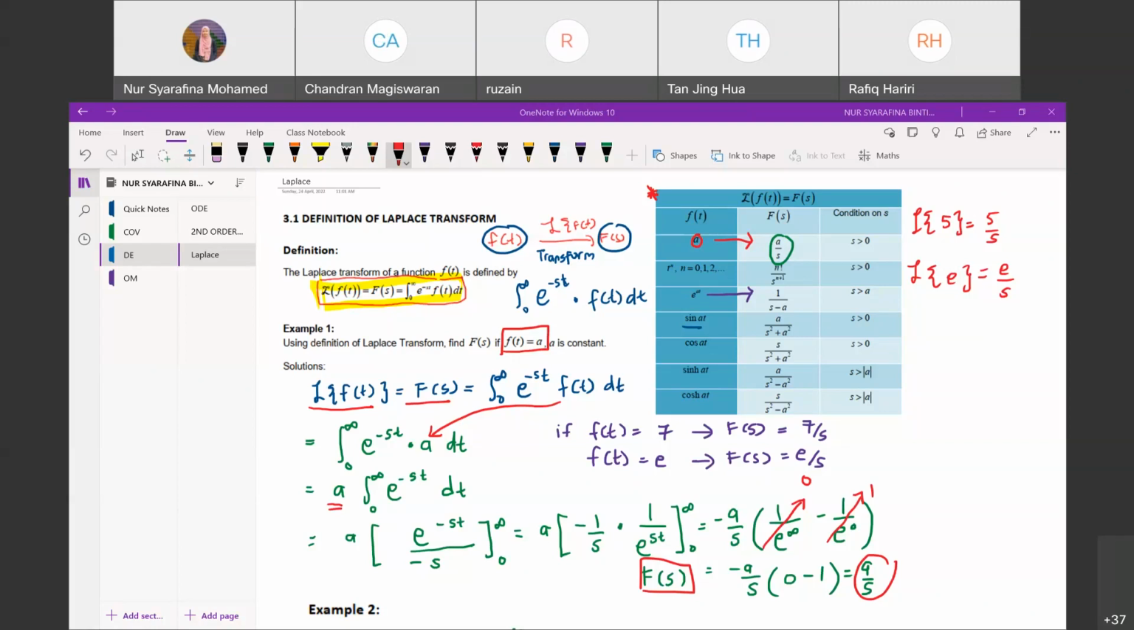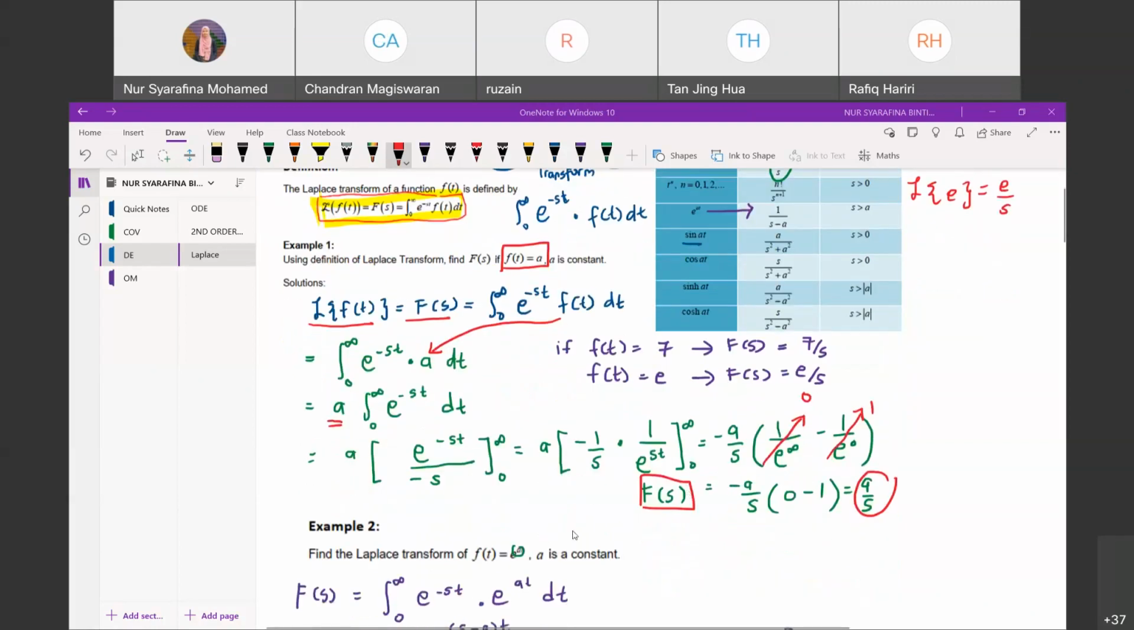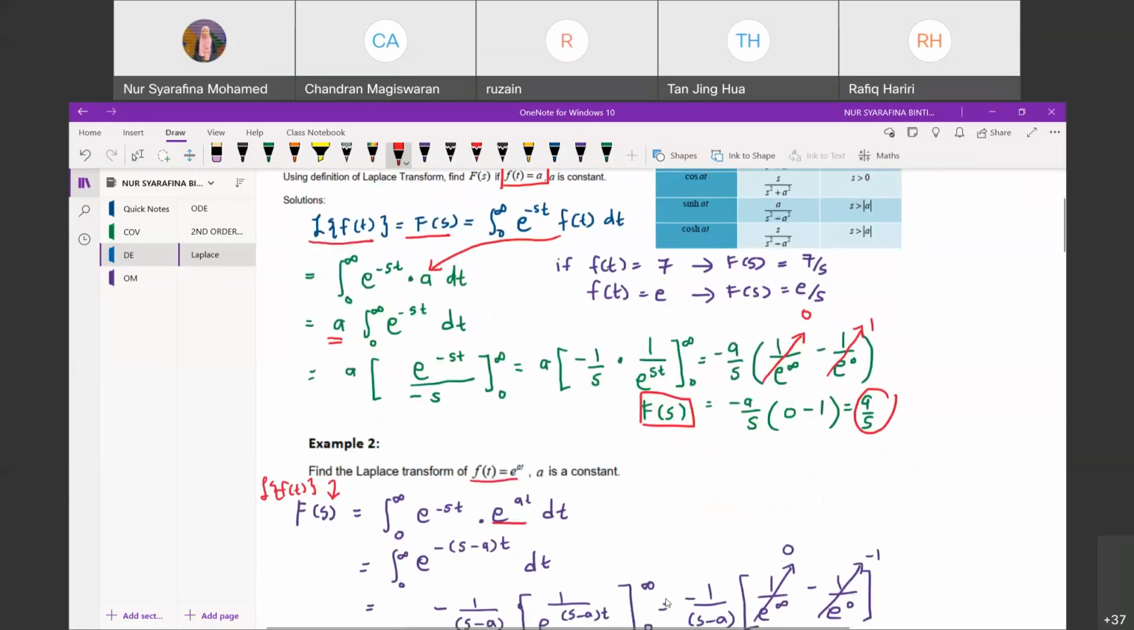So this is a constant. Now we have e to the power of at. So if your function is e to the power of at, by definition, if you want to transform, okay, the Laplace transform of f(t) will give you F(s), where F(s) equals the integral from 0 to infinity of e^(-st) times f(t). Now f(t) is e^(at), so just put e^(at) here. Okay, then simplify. So you integrate this, you simplify, you factorize here.